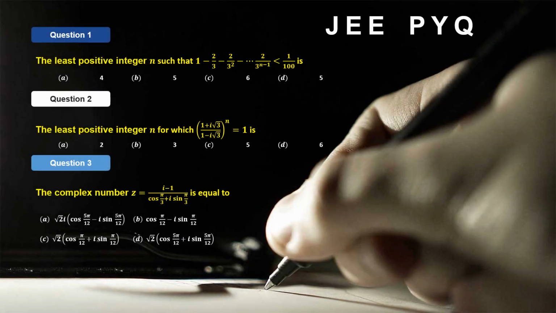Hi, in this video, we're going to solve three consecutive problems that appeared in JEE Main. So here we have three problems. First one is from sequence and series. Second one is from complex numbers, and also the third one. So let's go ahead and start our journey on solving these three problems. Let's go ahead.